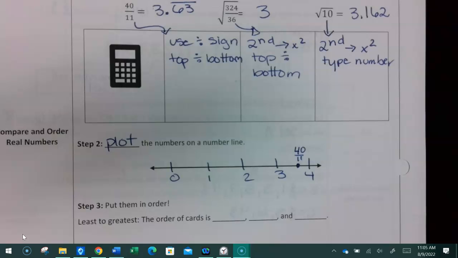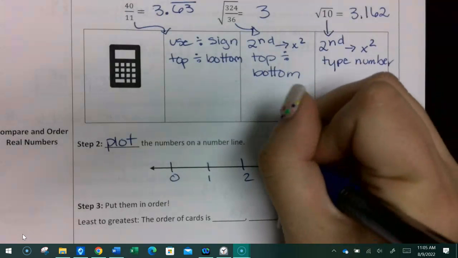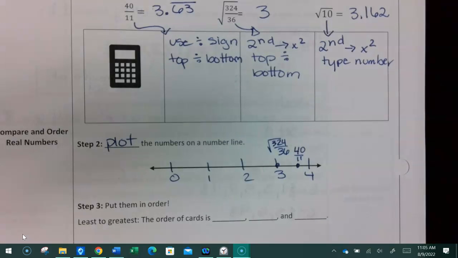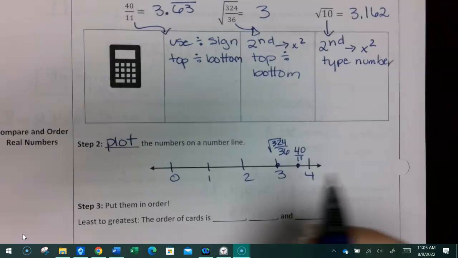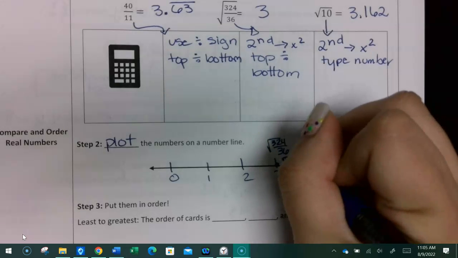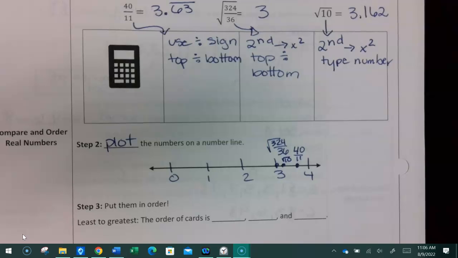Okay, the square root of 324 over 36. Where should I put that? On the first. Okay. And then my last one was the 3.162. The square root of 10. Where should that go? Right out of the 3. On the 3? Oh, which side, left or right? Okay. So that one was the square root of 10.